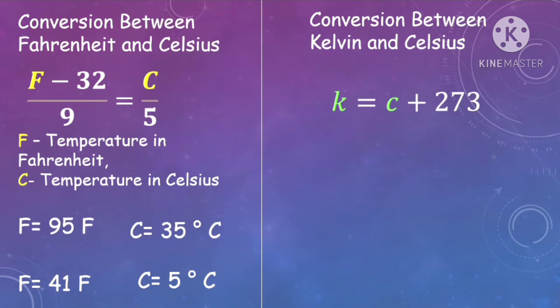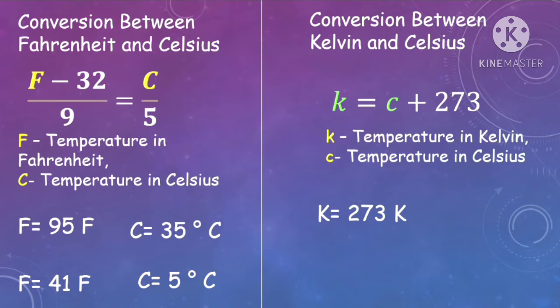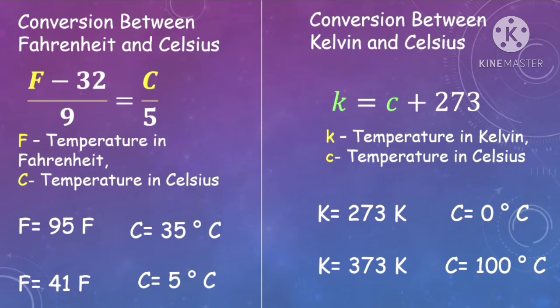K is equal to C plus 273. So you may ask, where is Kelvin scale used? Well friends, it's mainly used in the lighting applications and also in photography. So this linear equation comes very handy indeed.